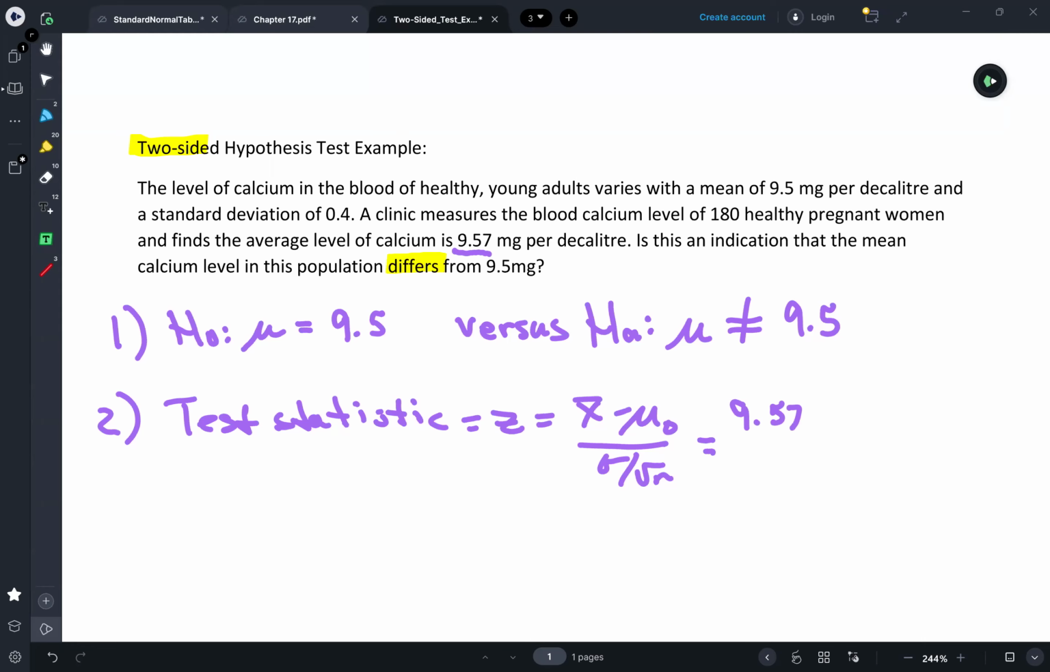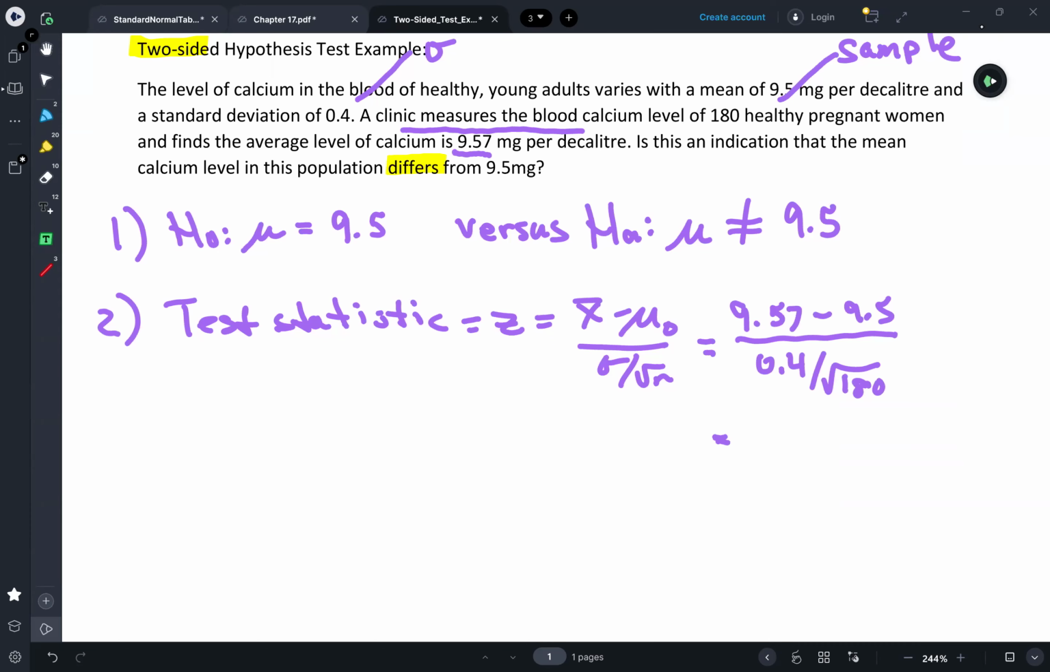So you can go, a clinic measures the blood calcium level of 180 healthy pregnant women. So this is the sample right here. It's not every woman that's pregnant. It's only 180, right? So it's a sample. And then we get 9.57 from their average for calcium level, and then subtract 9.5, divide by the standard deviation, which was here, that's sigma, 0.4, divide by the square root of n. What was n again? 180, yes, 180 women.